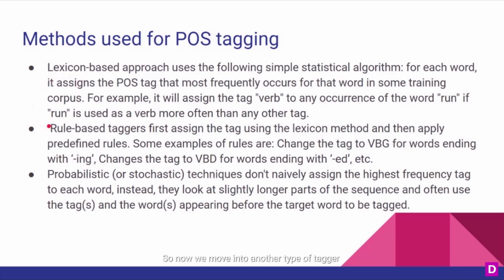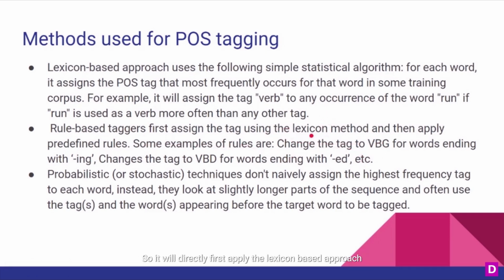So now we move on to another type of tagger, that is rule based taggers. It is a sophisticated way, one step improvised on the lexicon based approach. It will first assign a given word a particular tag based on the lexicon based approach. Then it will apply a predefined set of rules or conditions in order to change the tag again. So it's a two-step process.